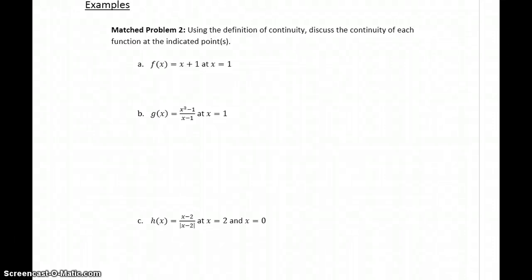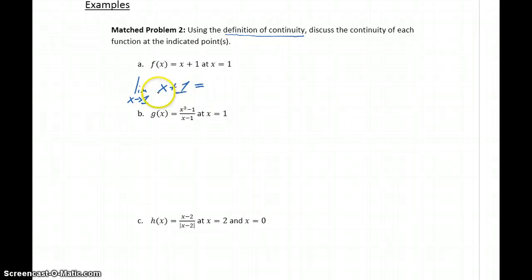In match problem 2, we want to use the definition of continuity, that formal definition that we established, to discuss the continuity of each of these functions at a specific point. So in part A, our given function is x plus 1, and we want to answer the question, is this function continuous at x equals 1? We can start off by taking the limit of our function as x approaches 1.